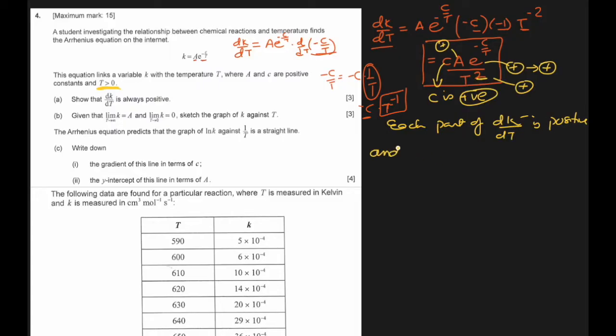And multiplying or dividing, yeah, that is important. They should not add or subtract. That's why dk over dt has to be positive, always positive.